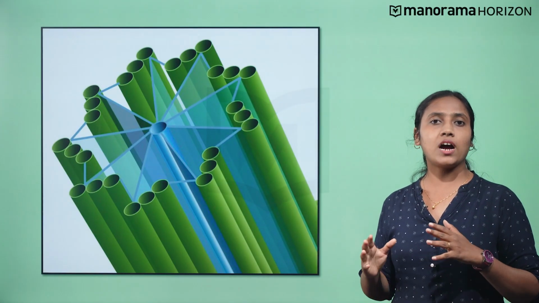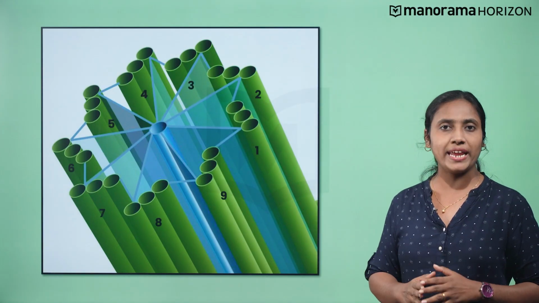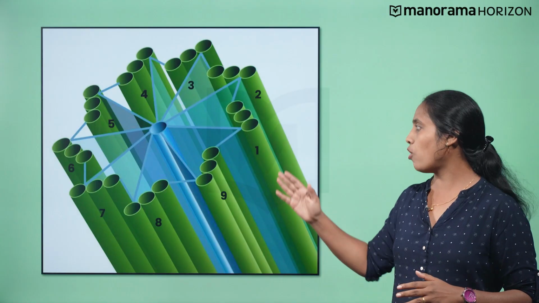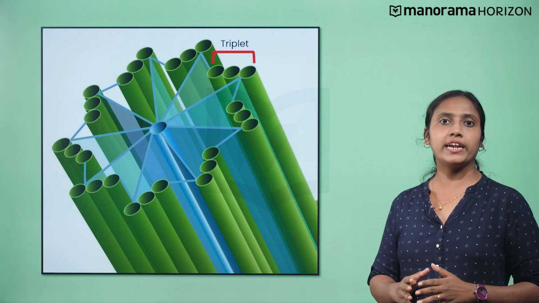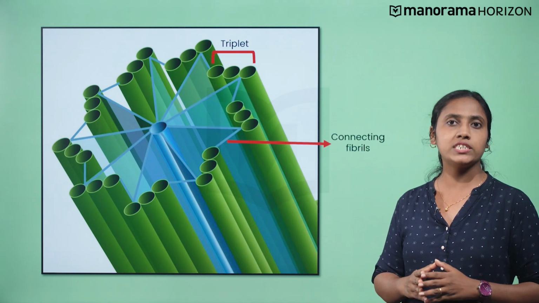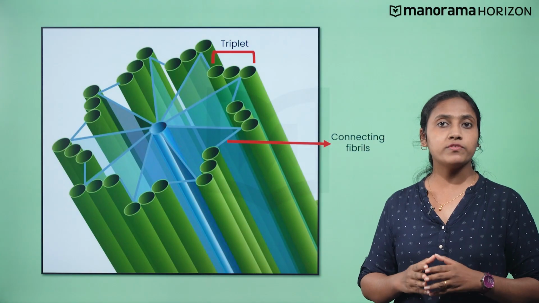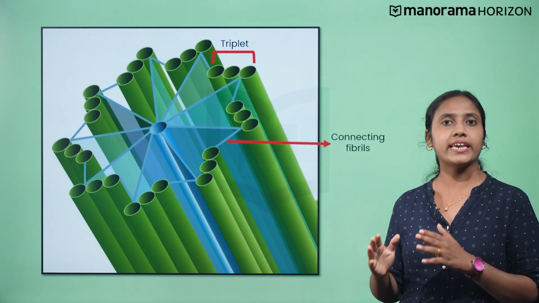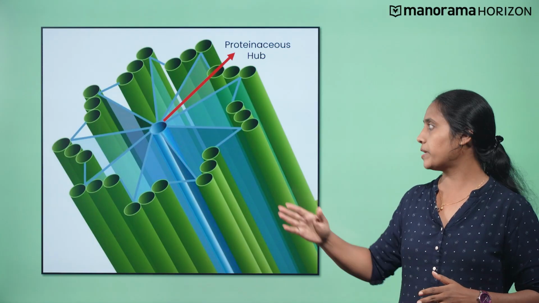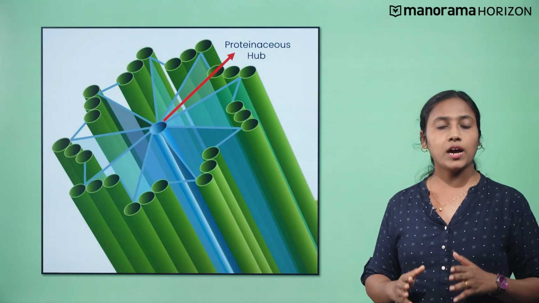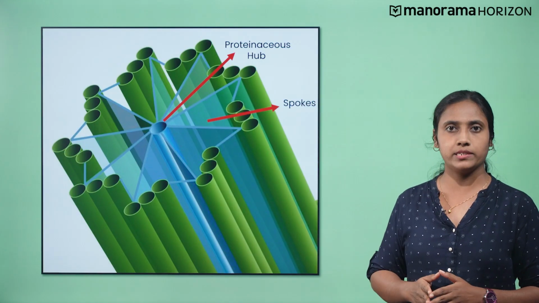Well, this cartwheel-like organization is made up of 9 evenly placed peripheral fibrils of tubulin proteins. Each peripheral fibril is a triplet and is seen linked with connecting fibrils to the adjacent triplets. The arrangement of these peripheral fibrils creates a gap in the center. There is a proteinaceous tubular hub present in the center. The hub is connected to the peripheral triplets by spokes made up of protein.